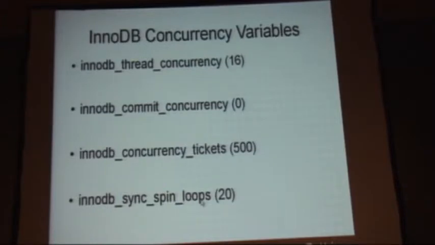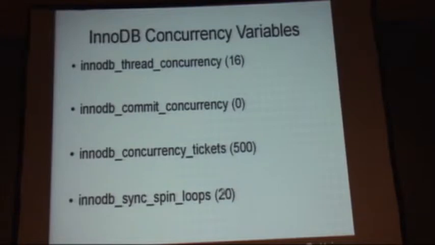In show engine InnoDB status, there's actually something that says sync spin loops. There's OS waits and sync spin loops, and changing this value actually changes the balance of those two things. So if you want more spin loops and less OS waits, you can increase this. If you want fewer spin loops and more OS waits, you can decrease it.